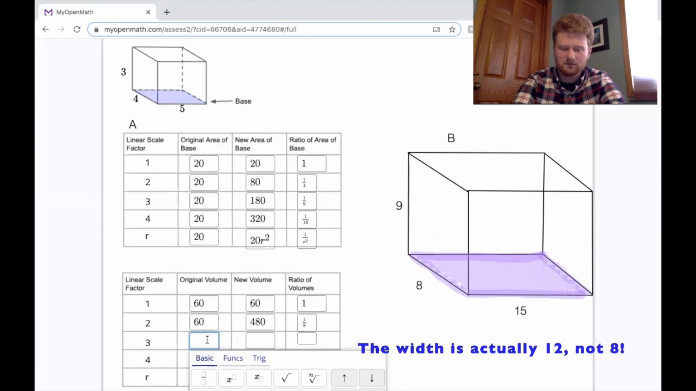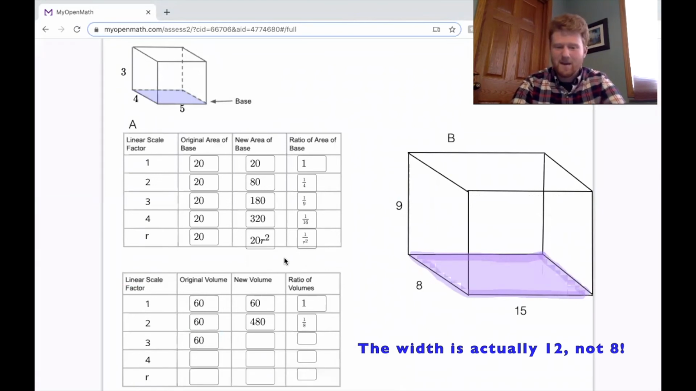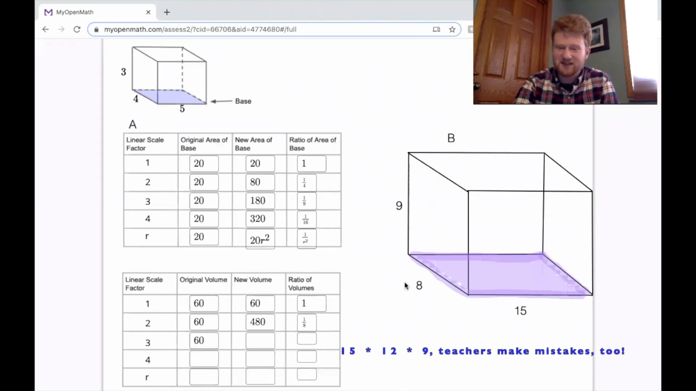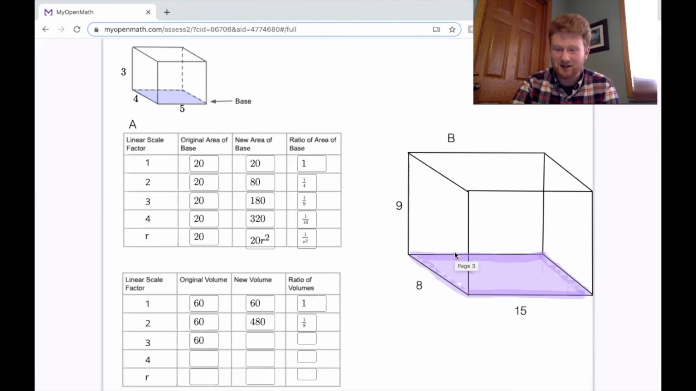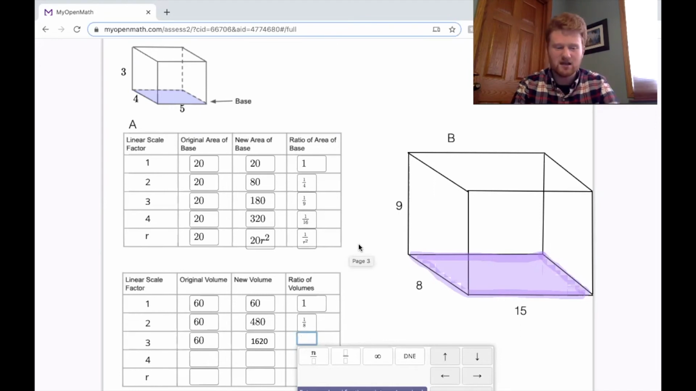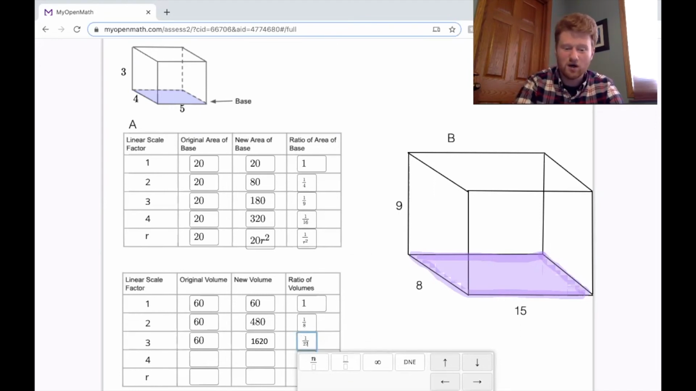Original volume, again, always the same, 60. But our new volume is going to be 15 times 8 times 9. Again, as these numbers get bigger, you may want to go straight to your calculator. But what is our ratio of volumes? You'll get 1 over 27.